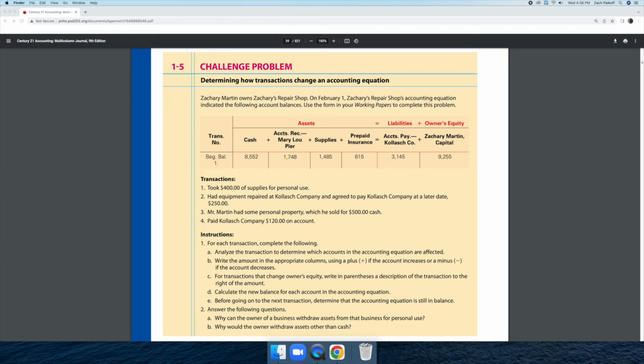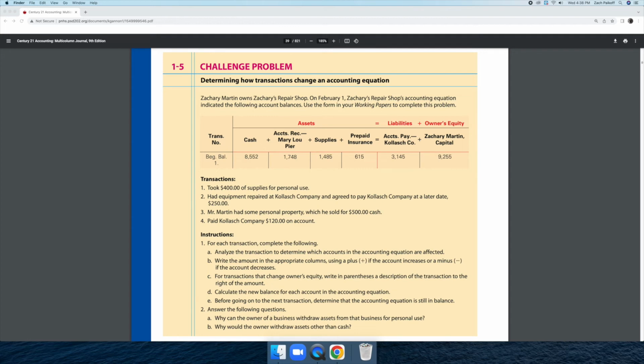Number 1 is asking us for each transaction to complete the following. Letter A. Analyze the transaction to determine which accounts in the accounting equation are affected. Letter B. Write the amount in the appropriate columns using a plus sign if the account increases or a minus sign if the account decreases.